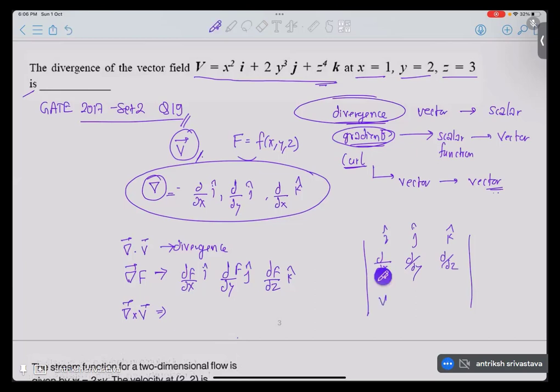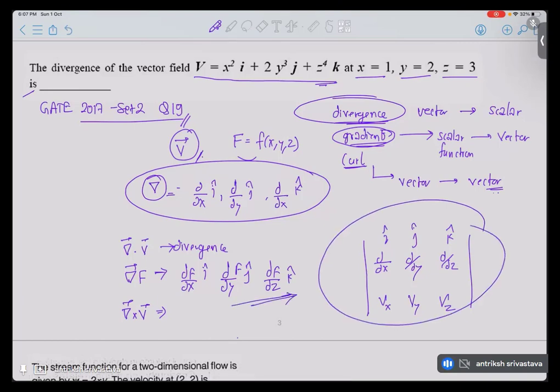Vx, Vy, Vz. Okay. So if you know, this question is pretty simple to solve. If you want to take a screenshot, you can take it now, or you can take it from the video when it is uploaded in the channel. I'm going to erase this and we are going to solve this question.